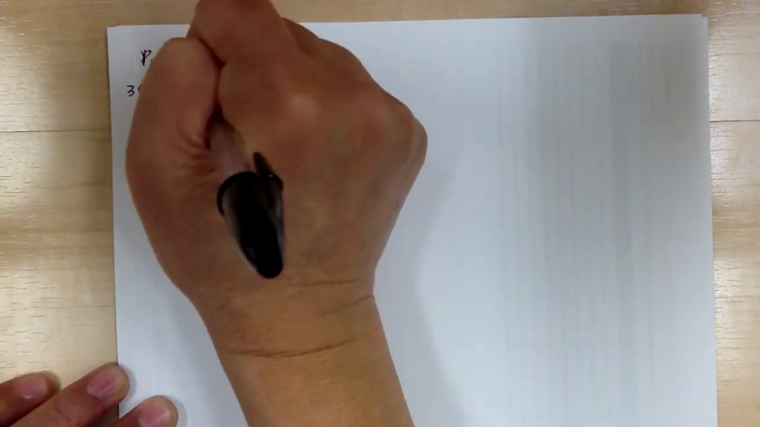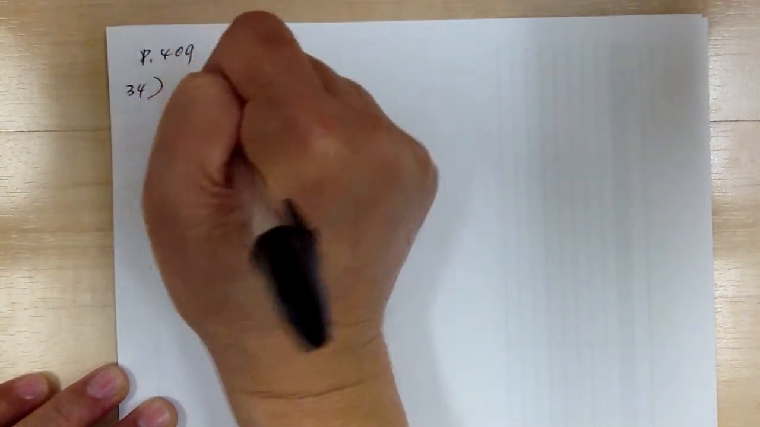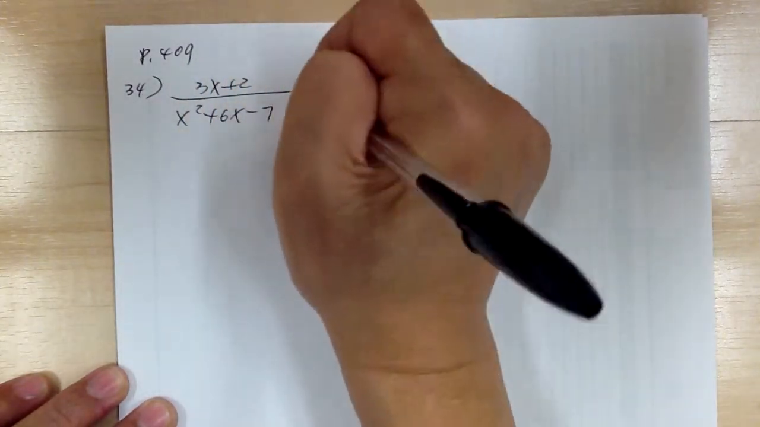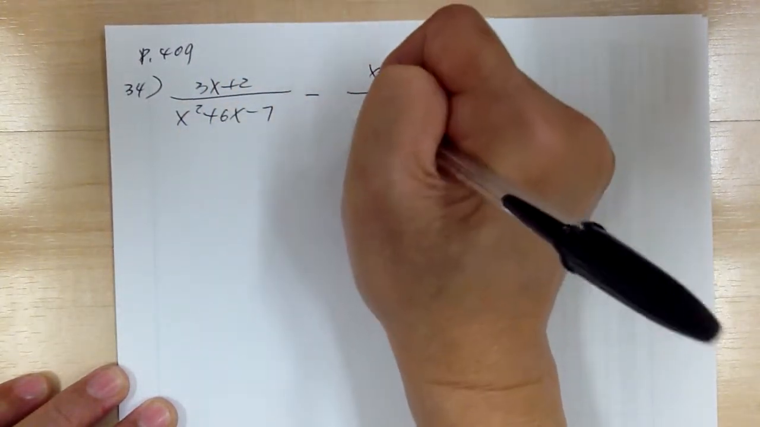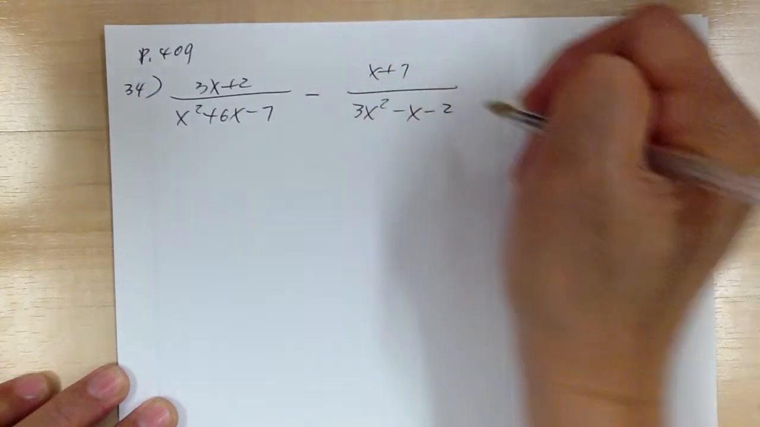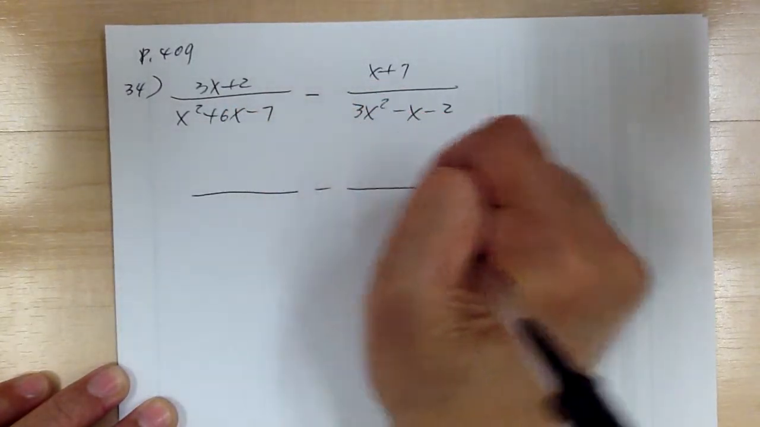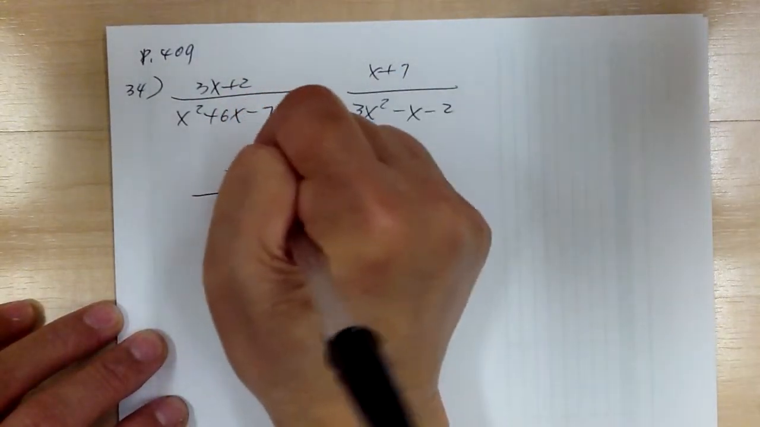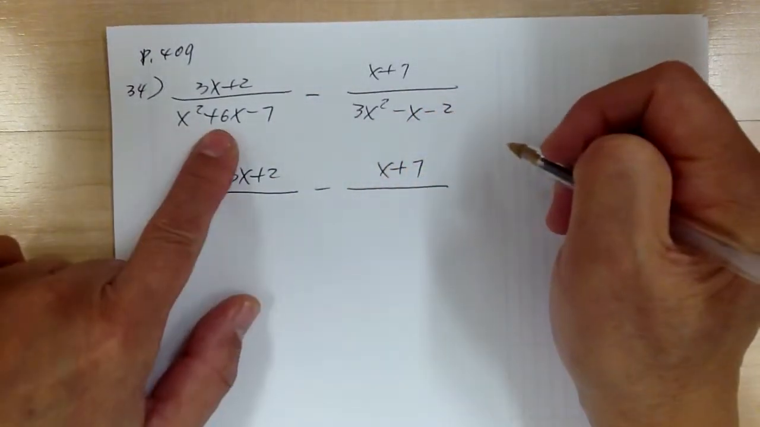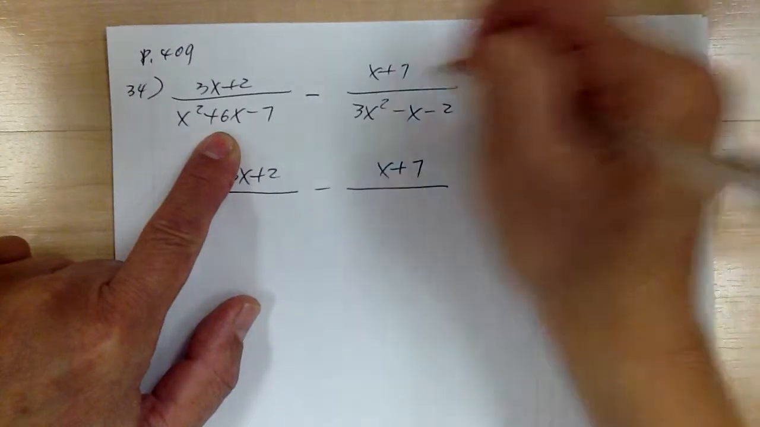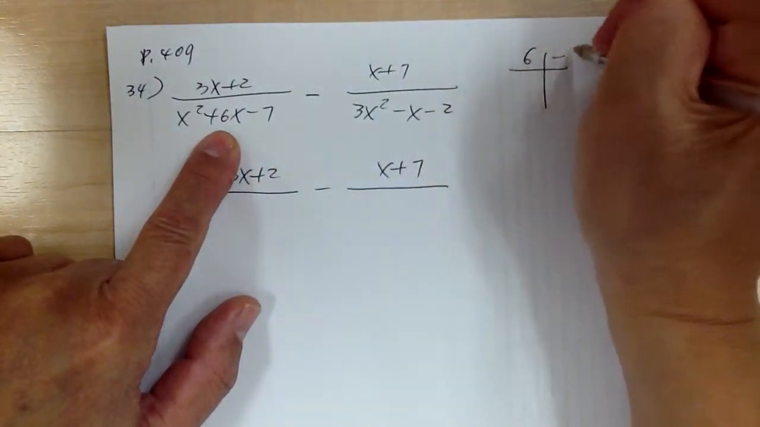Okay, let's go to 34. You have 3x plus 2 over x squared plus 6x minus 7 minus x plus 7 over 3x squared minus x minus 2. So you have to think about factoring. As soon as you see addition, subtraction, you have to do factoring. So don't do anything with the top yet. Okay, so I'm going to factor this one first. So step 1, step 2, and step 4, master product.